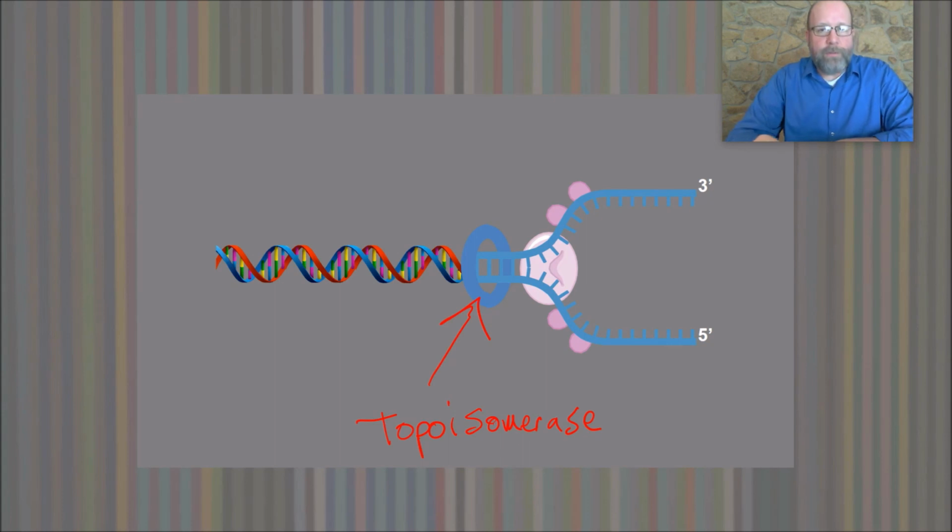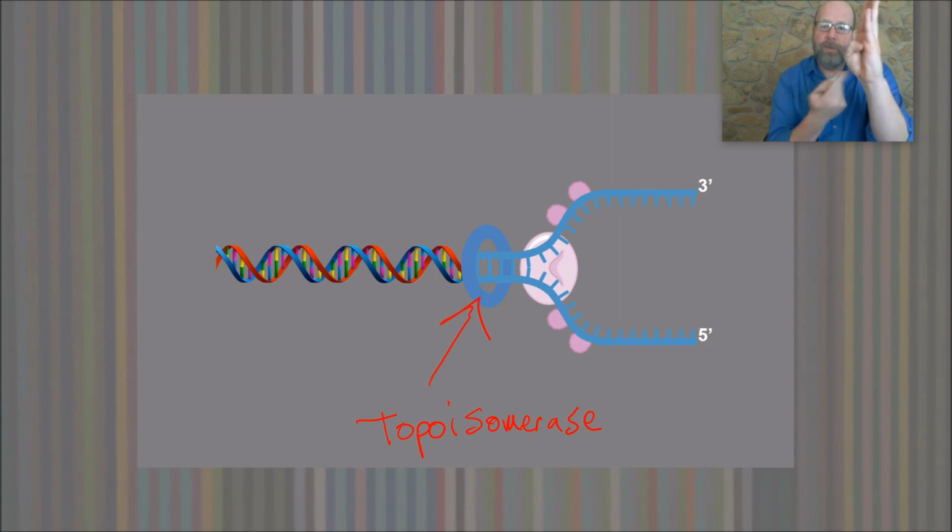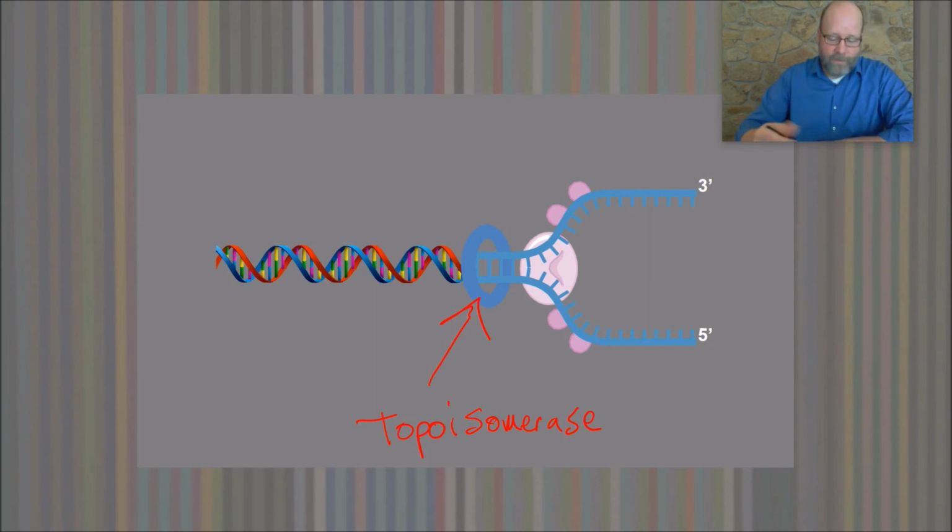So that's topoisomerase, and its job is to untwist that helix. It unwinds it, and it does that by breaking one of the strands and letting it swivel so that it doesn't all bundle up. So it breaks one of the strands and then sticks it back together again. It does that repeatedly down the molecule. This guy here is helicase, and helicase is the enzyme that unzips the DNA.